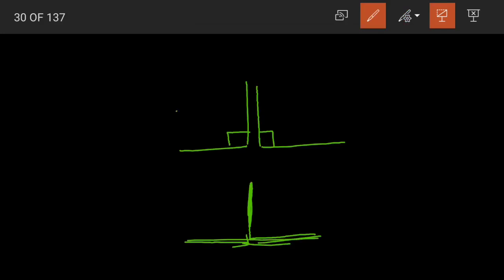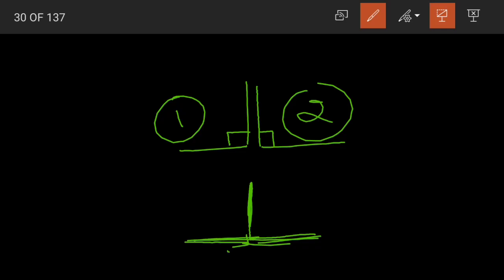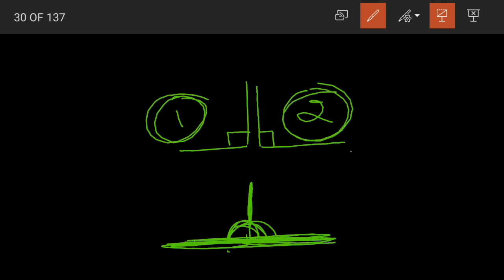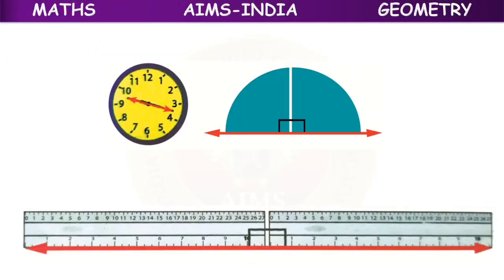Understood, children? What did I do? These right angle 1 and right angle 2, I have placed them next to each other. So because of placing them next to each other, they have formed a straight line. So the complete angle here now becomes a straight angle. Originally it was two right angles, but as we have placed them next to each other, the angle now we have is a straight angle. These are few examples of straight angle, children.